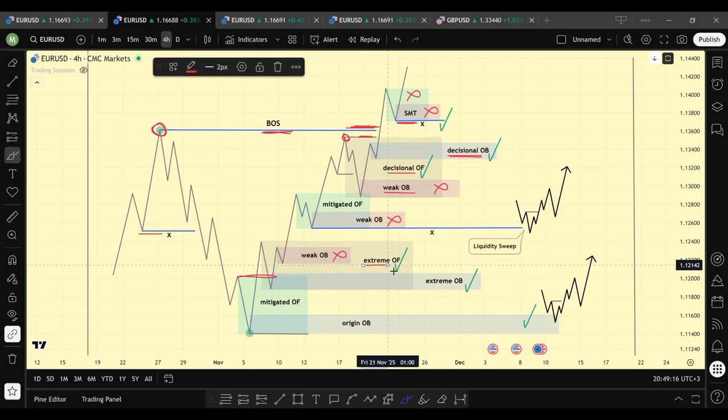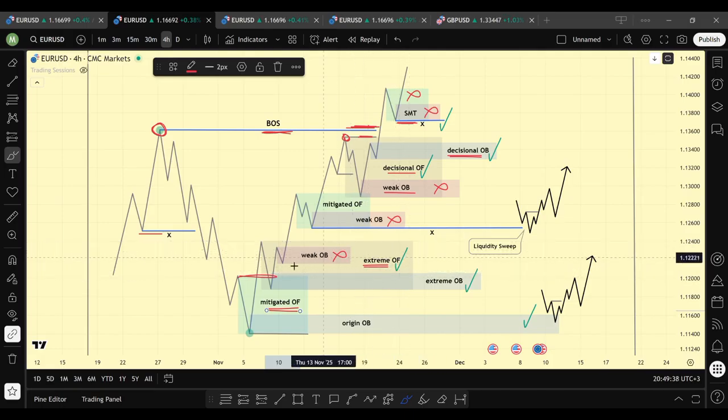So it is the farthest unmitigated extreme, like the farthest unmitigated swing at the origin of the dealing range. This one here, it is the farthest unmitigated. This is the farthest mitigated swing because it was mitigated. This here is the farthest unmitigated because it is unmitigated. So this is the reason why we'll be using this as the extreme order flow.